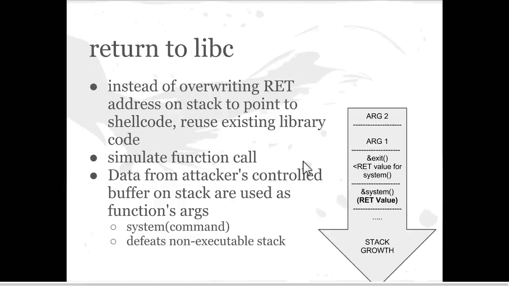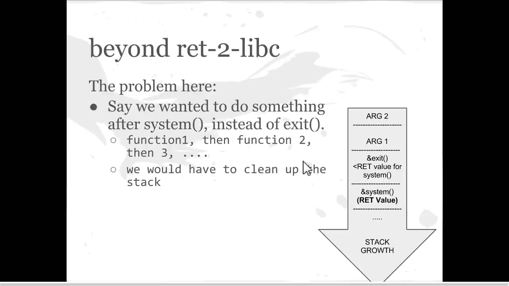As you're all familiar, return-to-libc, which I covered conceptually in the first lecture, works like this: instead of overwriting the return value on the stack and pointing it to somewhere at the beginning of your NOP sled, you point it to existing code to simulate a function call. This totally defeats non-executable stack, and as we've seen, is actually easier than writing shellcode. So we want to go beyond this. Say that instead of just system and then exit, we want to do function 1, function 2, function 3. We want to have more capability than just this one-off capability.